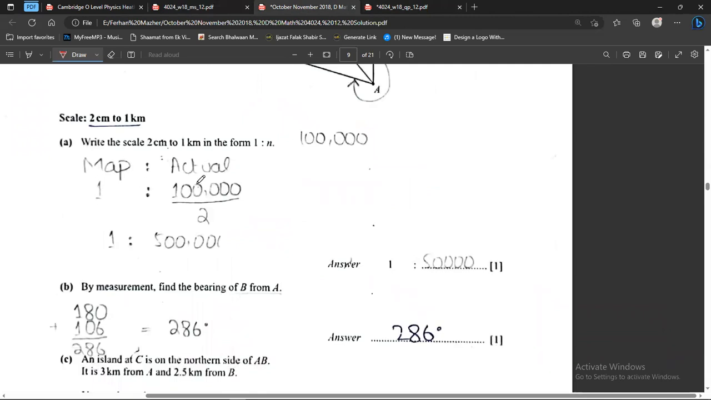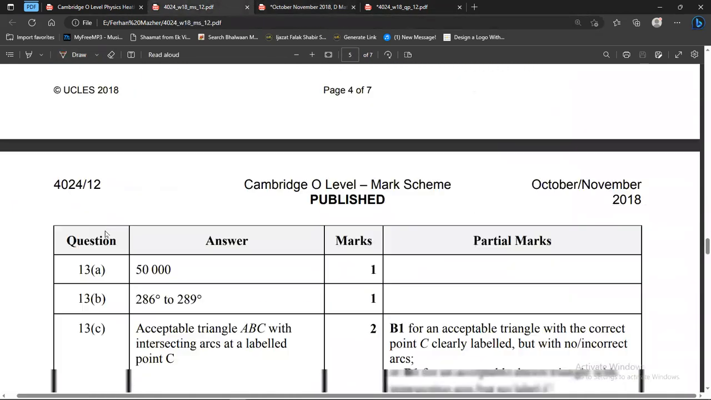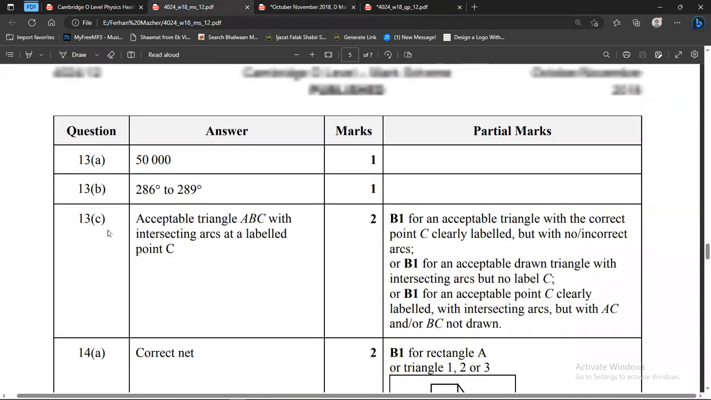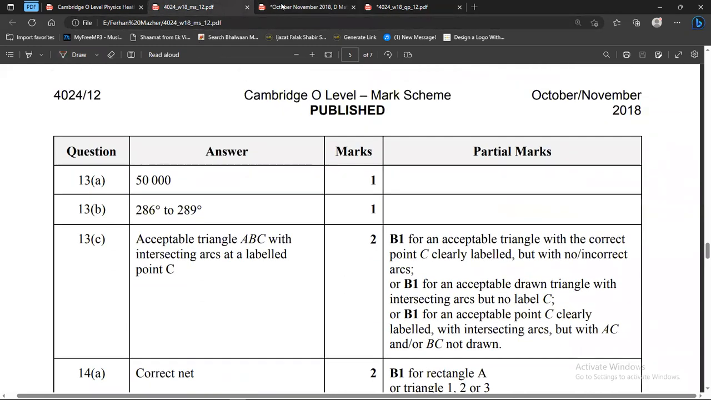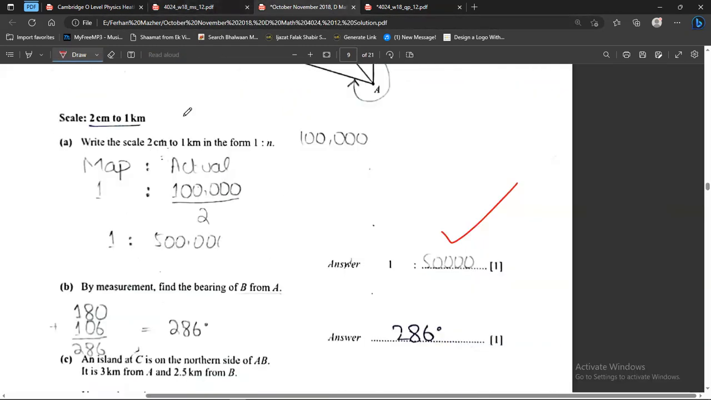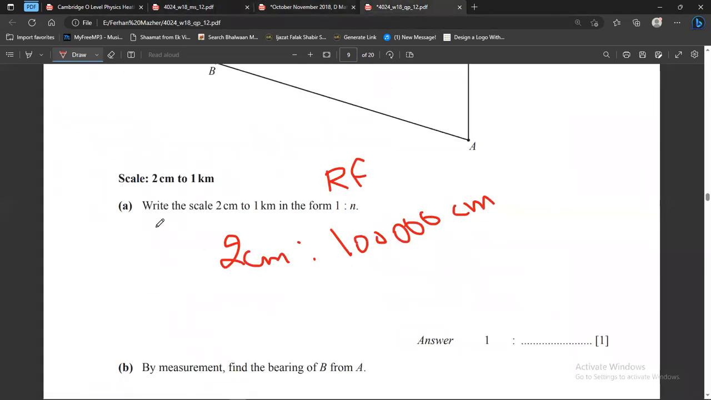So 2 centimeters equals 100,000. So 1 centimeter will be equal to 100,000 divided by 2, and that will be 50,000. So 1:50,000 is the right answer. This is the solution.